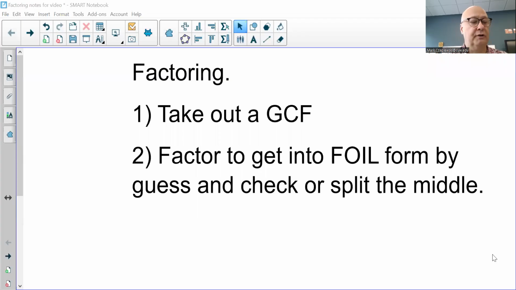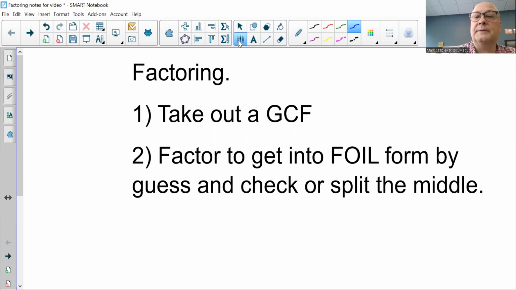Hello, everybody. I'm going to give you a quick little mini lesson on how to factor. So what I'm going to do here is share some problems with you. I'd like you to put these down in your notebook and take extra notes if you are confused, but hopefully a lot of this you'll remember from the previous years.